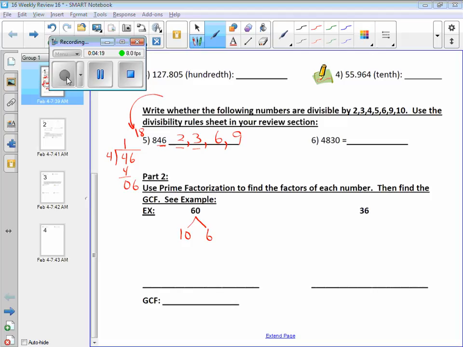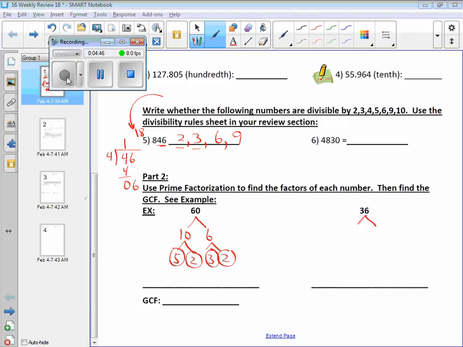Neither one of these numbers are prime, so I have to break these numbers down further into their prime factors. 10 is broken up into 5 and 2, and both of those are prime, so we're going to circle them. And then my 6 is a product of 3 times 2. Both of those are prime, and then we circle it. Okay, so 60 is done, and now I'm going to do 36.